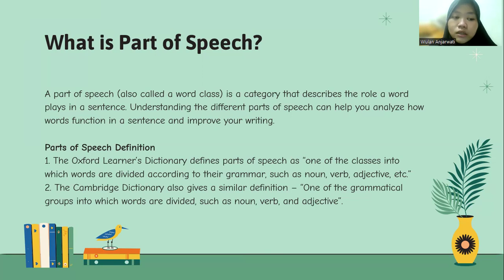So, the Oxford Learner's Dictionary defines part of speech as one of the classes into which words are divided according to their grammar, such as noun, verb, adjective, and the Cambridge Dictionary also gives a similar definition: one of the grammatical groups into which words are divided, such as noun, verb, and adjective.